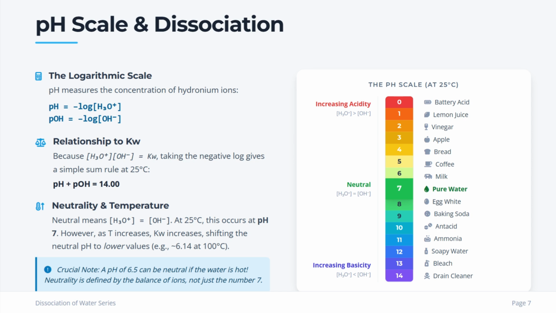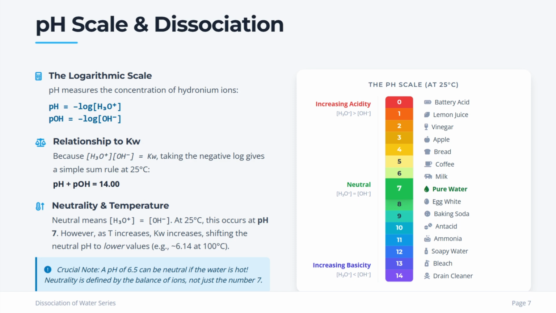On the left we have increasing acidity, where hydronium concentration is greater than hydroxide. It lists common substances. For instance, at 0 we have battery acid, at 1 is lemon juice, at 2 is vinegar, and it continues up to 14. On the right we have increasing basicity, where the hydronium concentration is less than hydroxide.